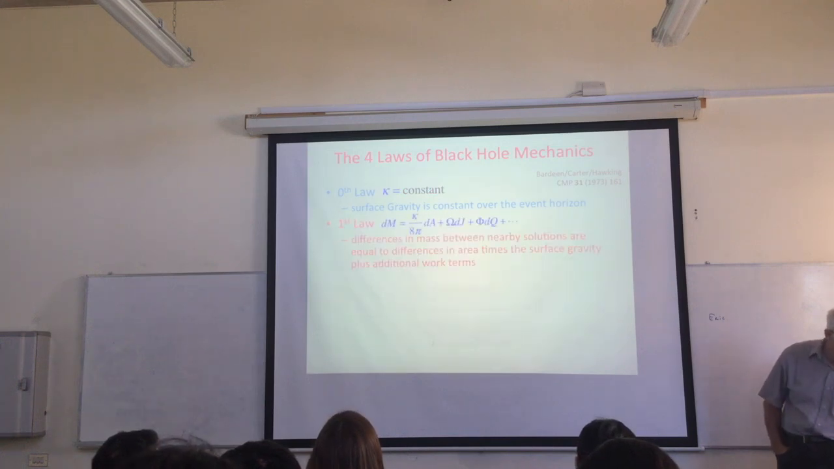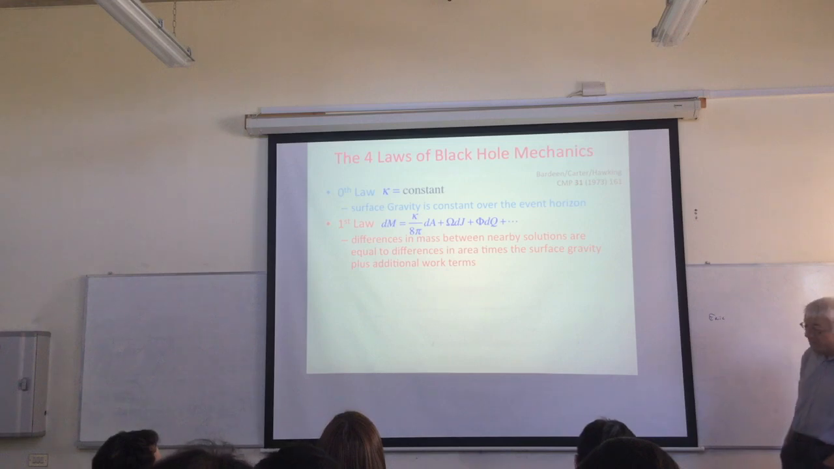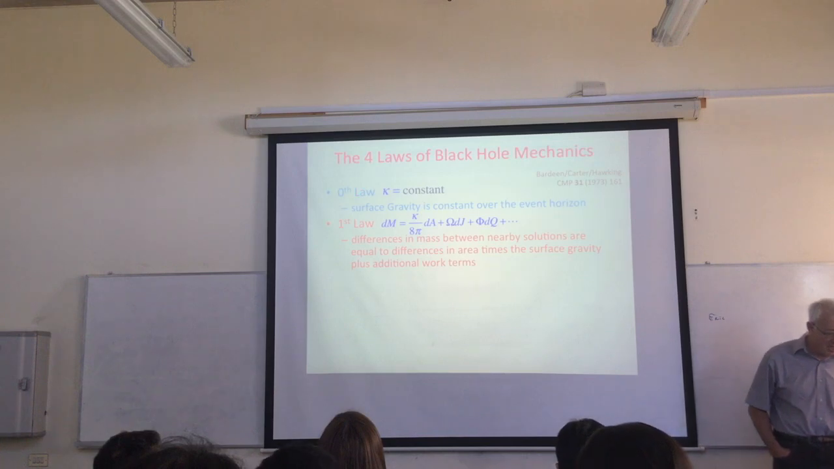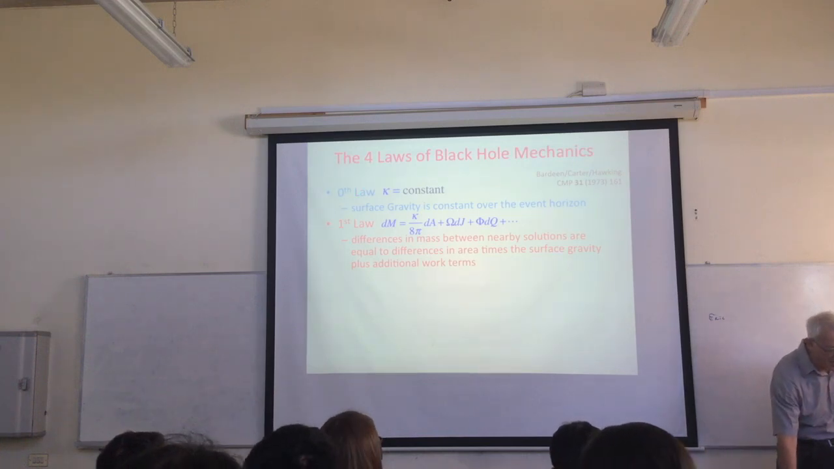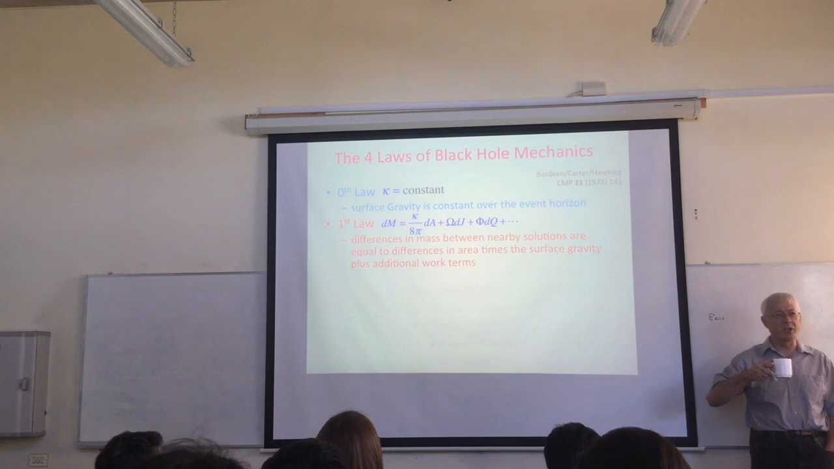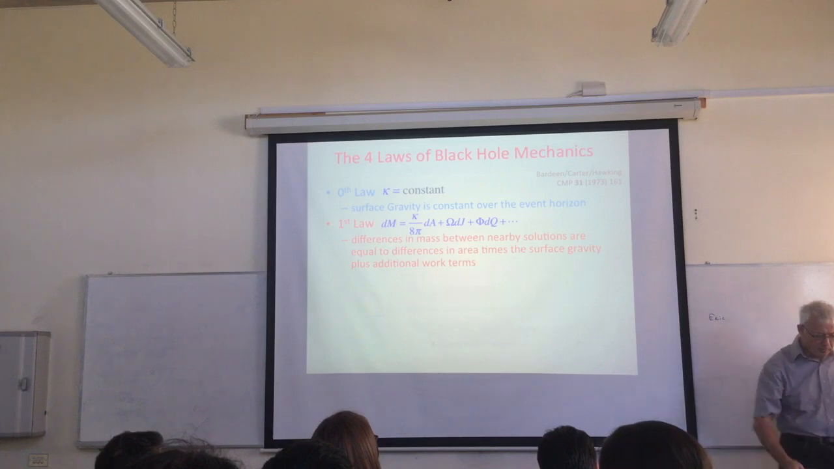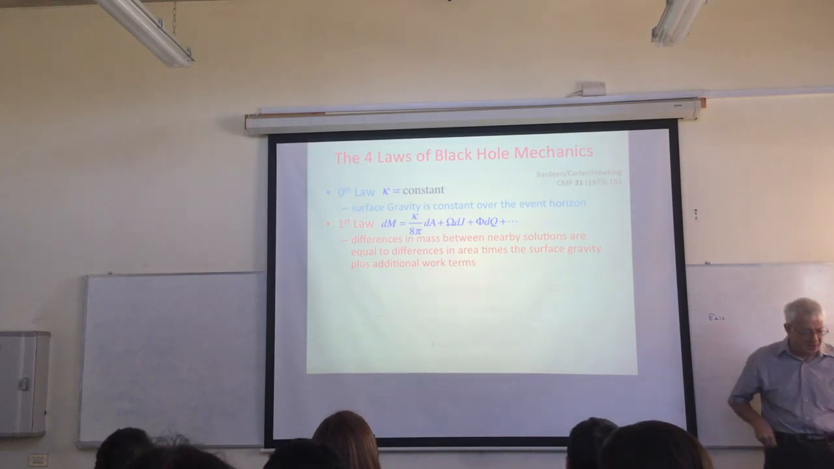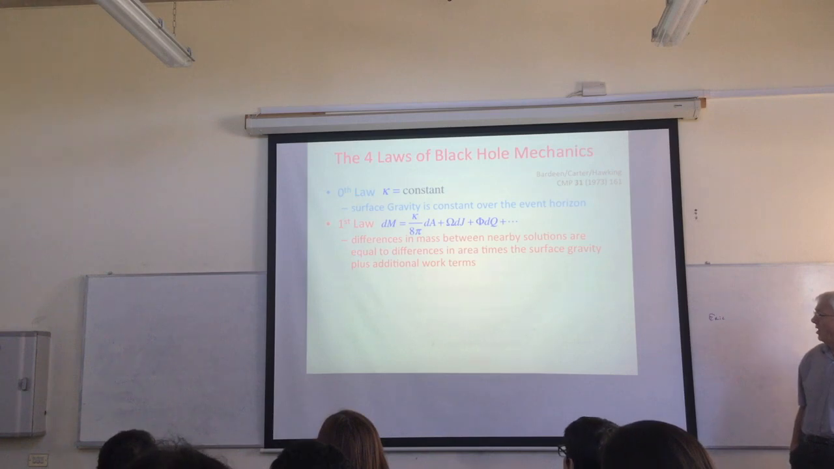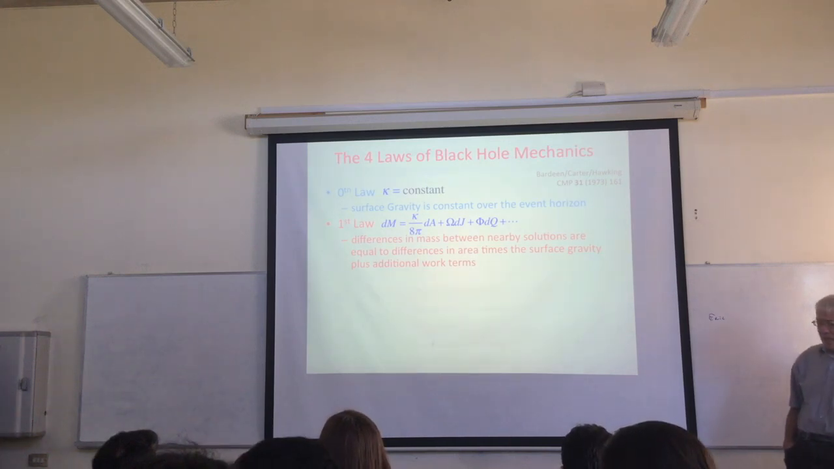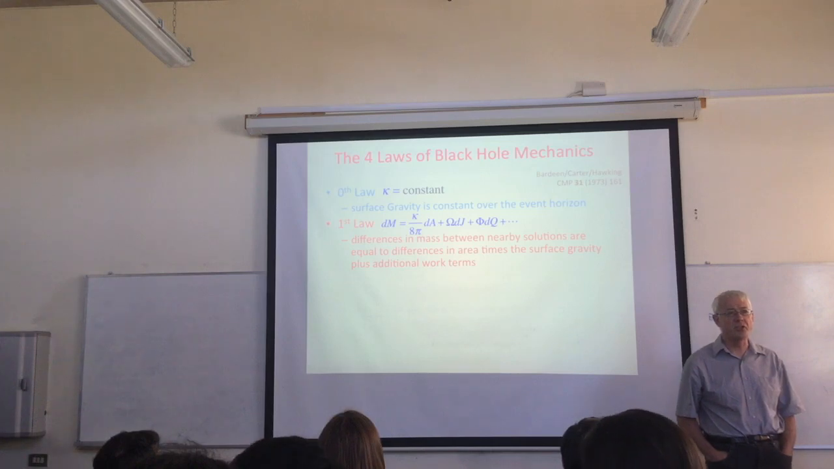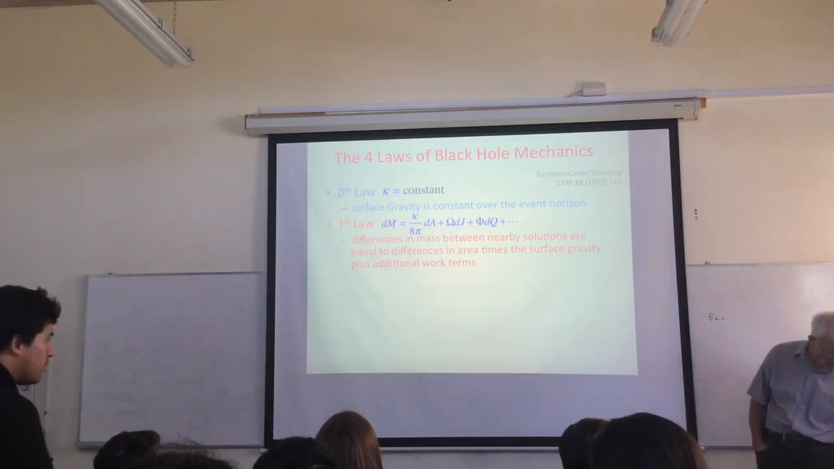And the second law, or sorry, the first law, that's the 0th, is energy conservation, that if you take differences in mass between nearby solutions, then they're equal to the differences in area times the surface gravity of the black hole, which is assumed the same between each, plus additional work terms, such as the angular velocity times a change in angular momentum between the solutions, the potential times a change in charge between the 2 solutions, and so on.